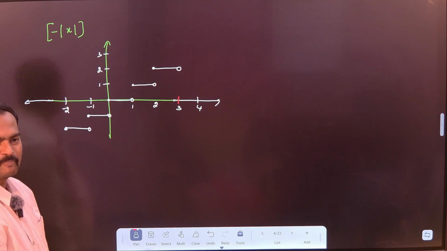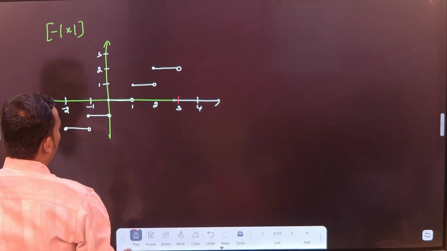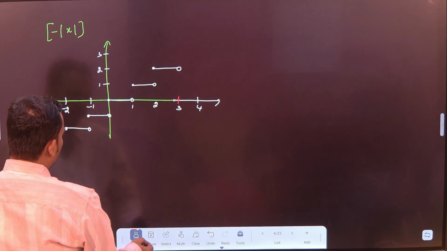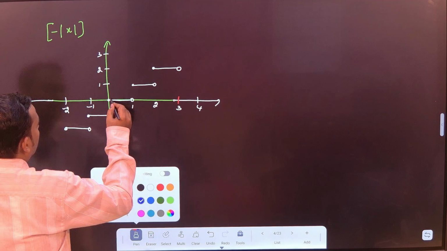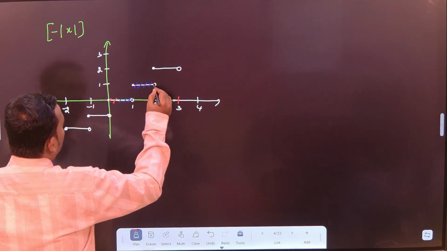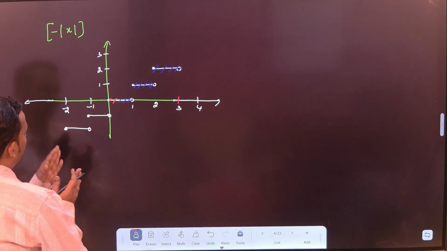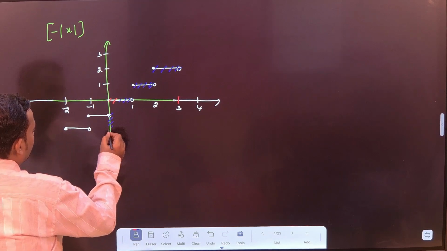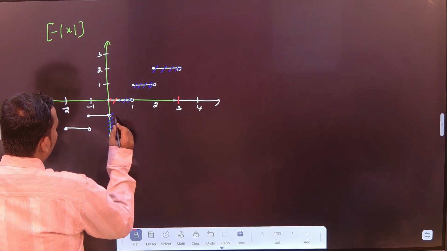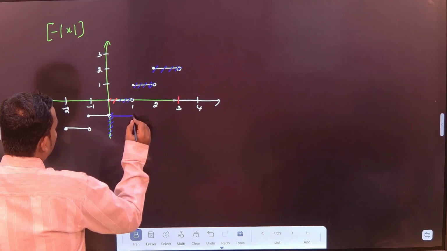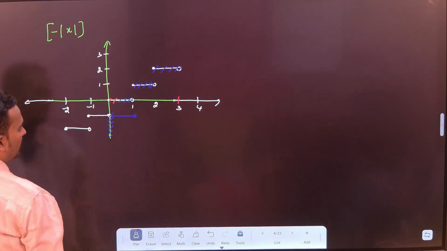Okay, fine. Now what you can do? Take the right side part. You remove it. Whatever the right side is there, you have to remove it. Whatever the left side portion is there, you have to take the mirror about the y-axis. You can see this will be, right? Correct? Whatever the left side is there, I am taking the image.